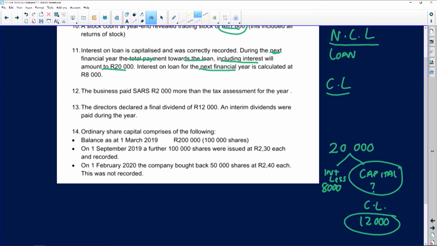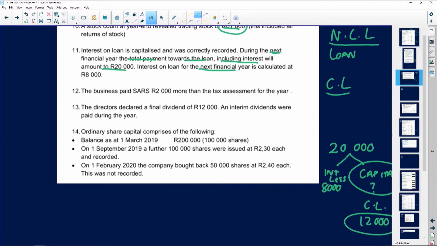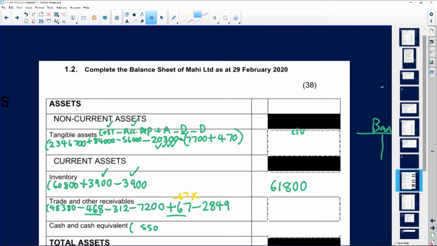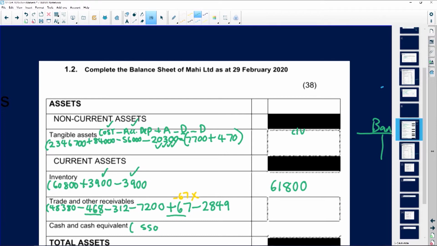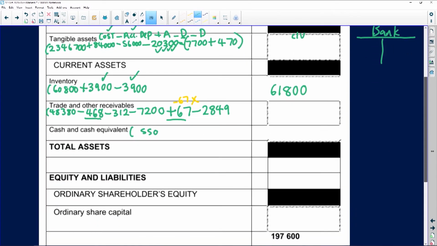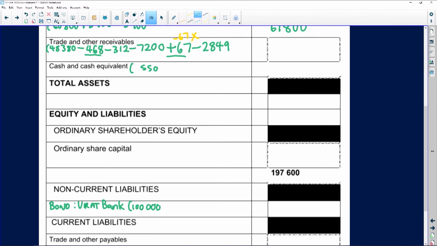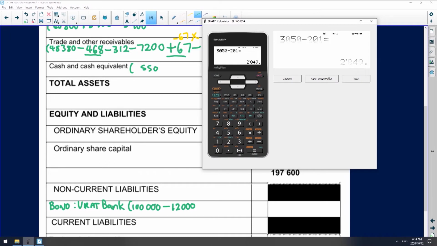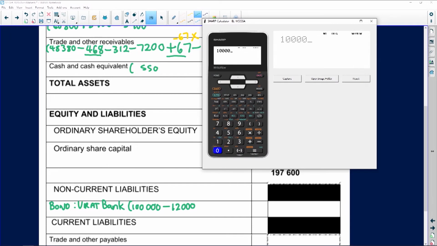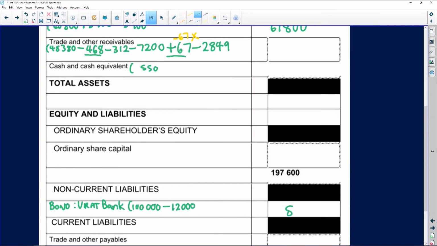So let's go to our balance sheet. And in our balance sheet, remember, under non-current liabilities, okay, so let's just go to non-current liabilities. You are now subtracting the short-term portion, which was 12,000. So that obviously makes our loan 100,000, less the 12,000, right? And that makes our loan amount 88,000.